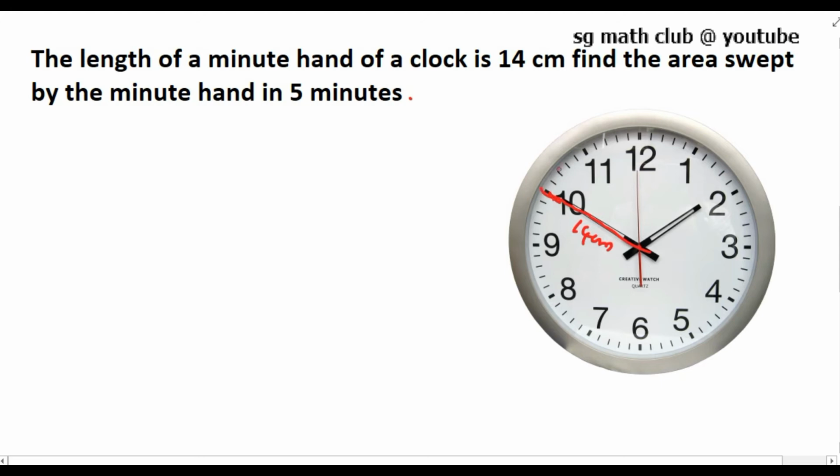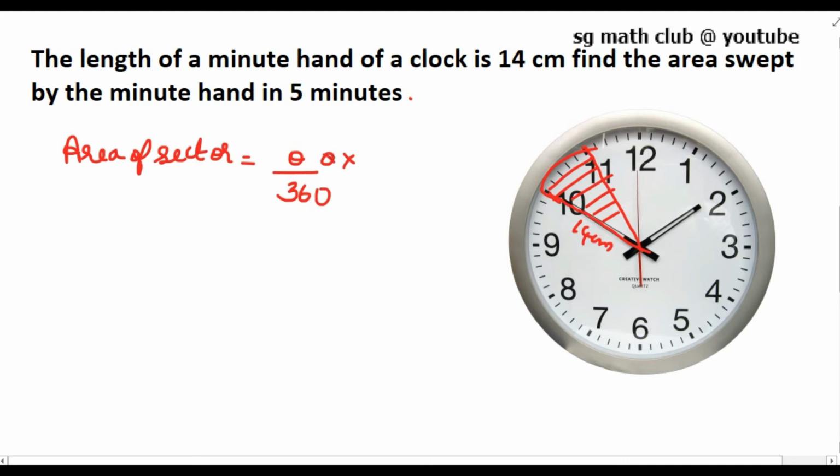Now the initial position is here. When it reaches here, we need to find the area swept by the minute hand in 5 minutes. That means we need to find the area of this sector. And we know the formula. Area of sector is equal to theta by 360 into pi r square. And we know that radius is 14 centimeter. So I can write the pi value also, I have 22 by 7.